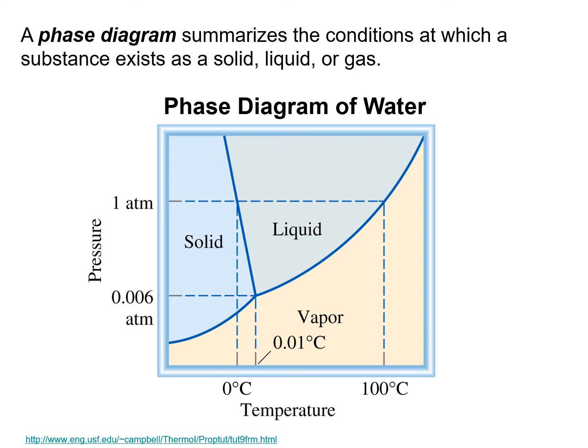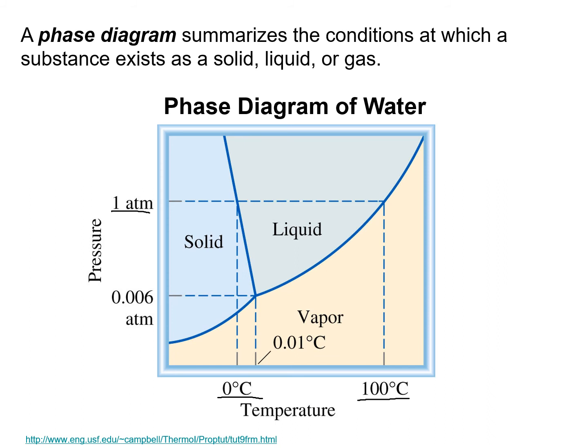Okay? So we're going to look at the details of this phase diagram of water. Of course, we know the melting point is 0 degrees Celsius and the boiling point is 100 degrees Celsius, at 1 atmosphere. And of course, the associated freezing point is also at 1 atmosphere. Okay.